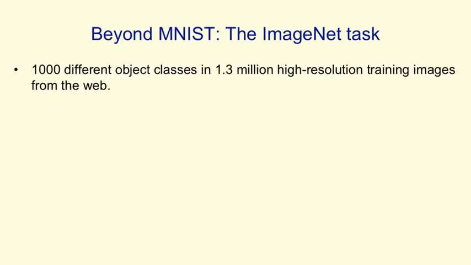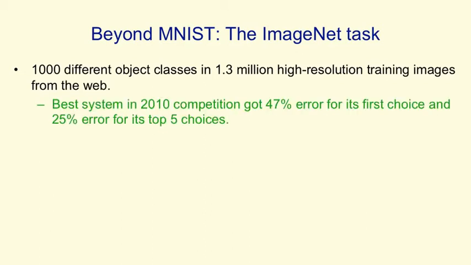And to motivate the rest of the course, I want to show you some examples of much more difficult things. So we now have neural nets with approaching 100 million parameters in them that can recognize 1,000 different object classes in 1.3 million high-resolution training images got from the web. There was a competition in 2010, and the best system got 47% error rate if you look at its first choice, and 25% error rate if you say it got it right if it was in its top 5 choices, which isn't bad for 1,000 different objects.